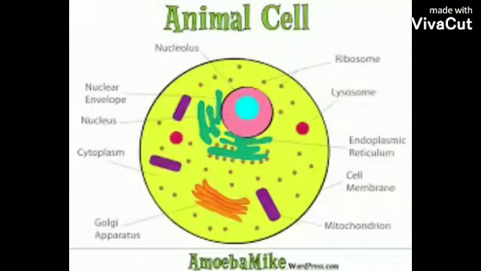So this is my final work, and I'm gonna explain it to you one by one. Nucleolus. Nucleolus is a round body located inside the nucleus of a eukaryotic cell. Ribosomes. Ribosomes are minute particles consisting of RNA-associated proteins that function in synthesizing proteins.